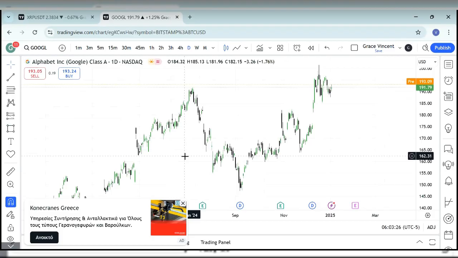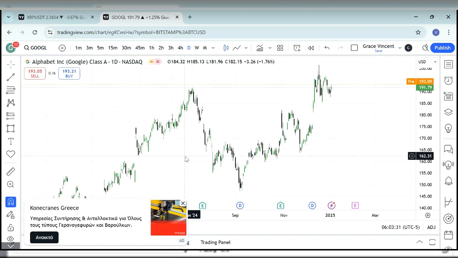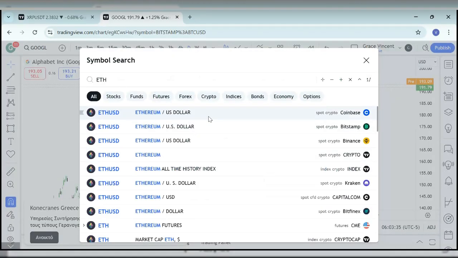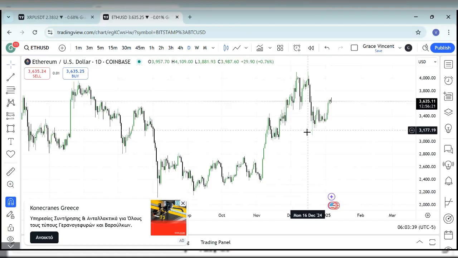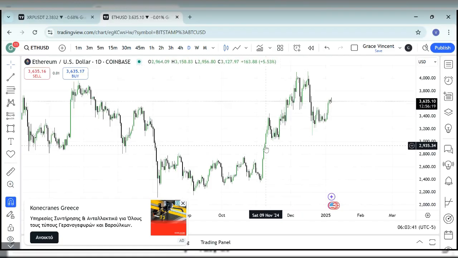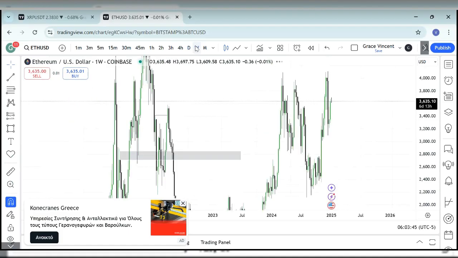Then the next one you should do is Ethereum USD, Bitstamp, or let's use Coinbase. So you look at Ethereum. What is Ethereum looking like now? Is Ethereum bullish? Is it bearish? What's your opinion and why are you arriving at that opinion?